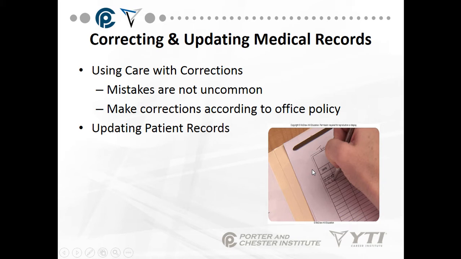Correcting and updating medical records. Using care with corrections. Mistakes are not uncommon, and you make corrections according to office policy. Most corrections are made by putting one line through the error, printing the correct information, the date, and your initials. Then updating patient records as information comes in. These are for paper medical records. We do use electronic medical records now, and a lot of this is taken care of in the EMR, as you will see.